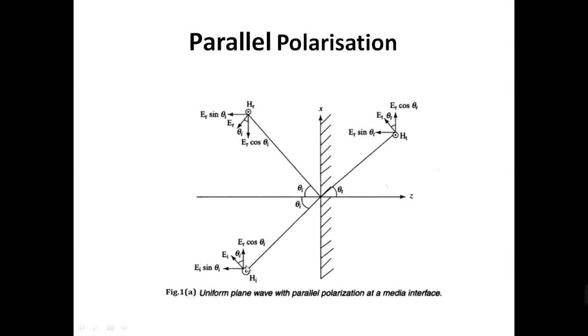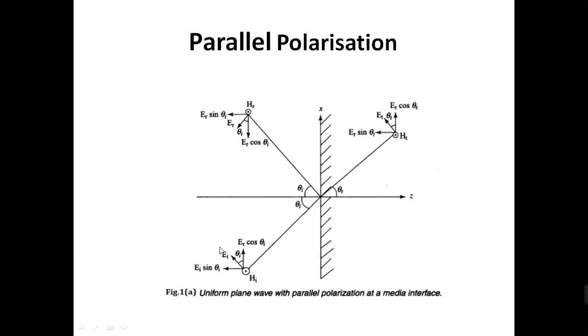Here you see the direction of the incident wave, and this is the electric field vector of the incident wave, which is perpendicular to the direction of the incident wave, but it is parallel to the plane of incidence. So here the electric field vector components are resolved into two orthogonal components. One component will be tangential to the boundary, the other component will be normal to the boundary.